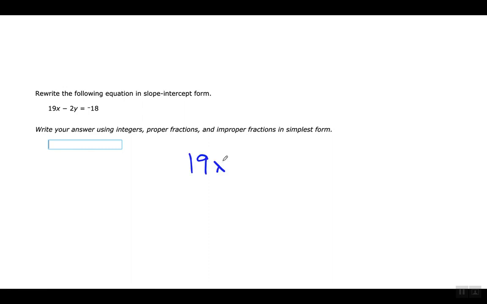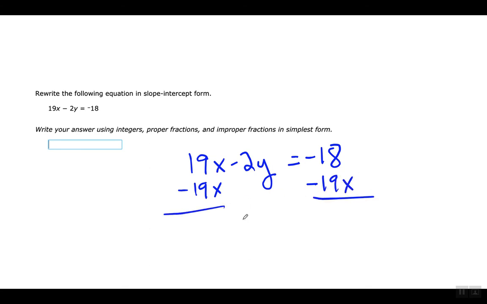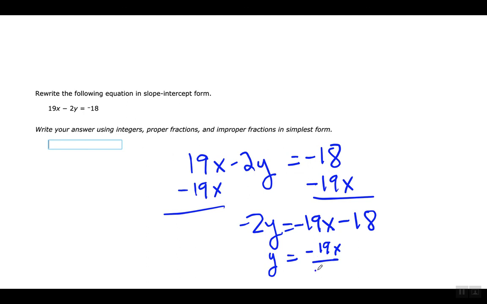Now we got 19x minus 2y equals negative 18. I'm going to move 19x to the right by subtracting it from both sides, which is going to give me negative 2y equals negative 19x minus 18. Now I just got to divide by negative 2. So I'm going to have y equals negative 19x divided by negative 2 minus 18 over negative 2. So here's my final answer: a negative divided by a negative equals a positive, so y equals 19 over 2x. Negative 18 divided by negative 2 is positive 9.